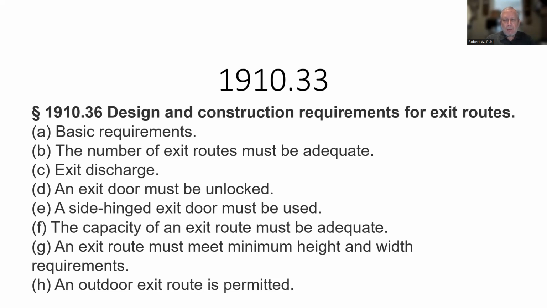1910.36, design and construction requirements for exit routes. You have basic requirements. Number of exit routes must be adequate. Exit discharge. Exit door must be unlocked. Side hinged exit door must be used. The capacity of an exit route must be adequate. An exit route must meet minimum height and width requirements. An outdoor exit route is permitted with restrictions, of course.